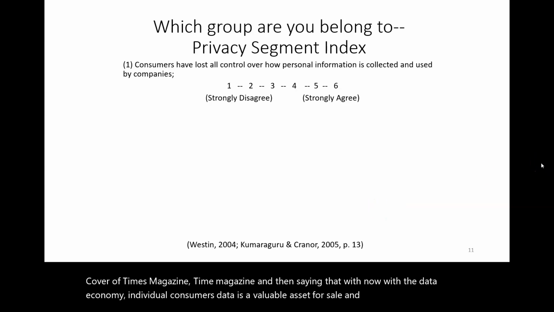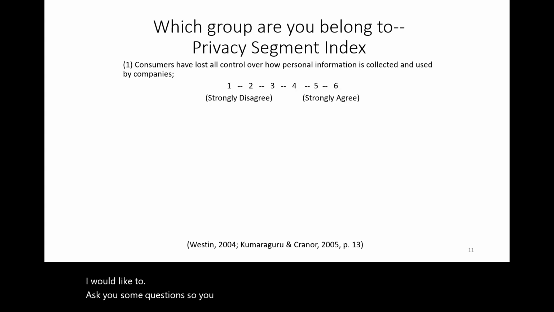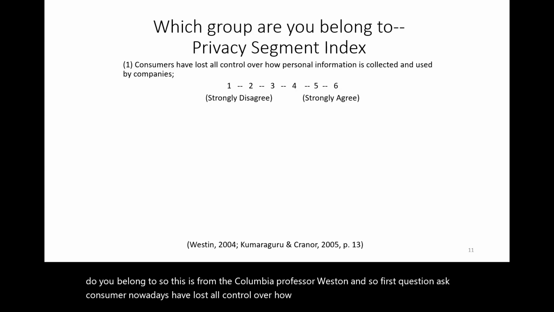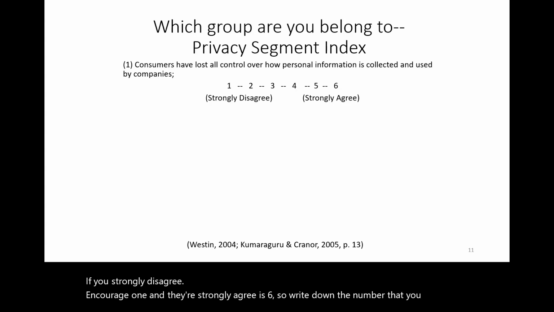And so before we talk further, I would like to ask you some questions so you can find out what kind of consumer privacy segments you belong to. So this is from the Columbia professor Westin, and the first question asks, consumers nowadays have lost all control over how personal information is collected and used by companies. If you strongly disagree, anchor as 1, and then strongly agree is 6. So write down the number for your response to this question.